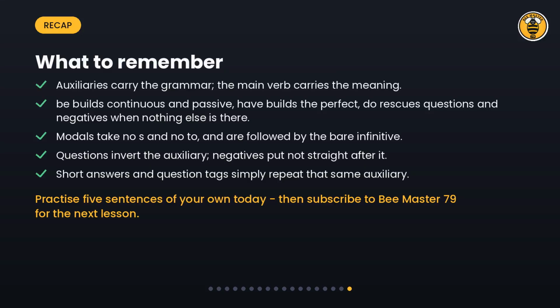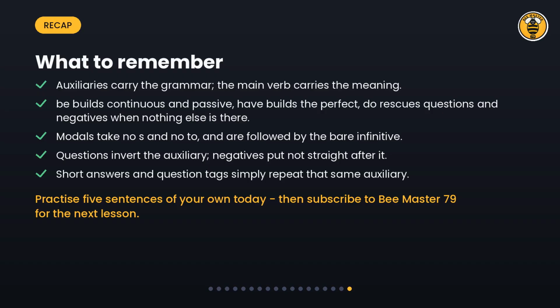Let us pull it all together. Auxiliaries carry the grammar, so the main verb can carry the meaning. Be builds the continuous tenses and the passive. Have builds the perfect tenses. And do rests in your questions and negatives whenever there is nothing else there to help. Modals take no s and no to, and they are always followed by the bare infinitive. To make a question, move the auxiliary in front of the subject. To make a negative, put not straight after it. And for short answers and question tags, you simply repeat that same auxiliary.